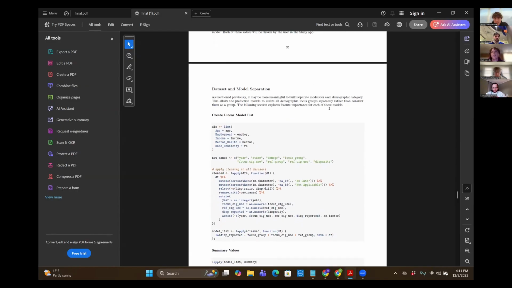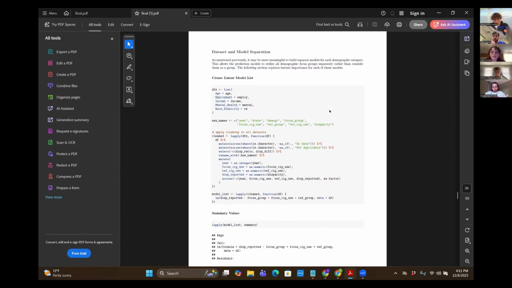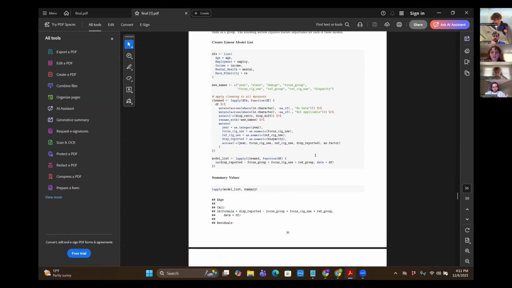As I mentioned before, it's important because focus group is split up into all the different demographic categories when we're analyzing them as I did before, but we want to use age, employment, income, race, and mental health all within this model because they're all, as you can see in the plots, very important when it comes to calculating disparity. So rather than create one model, I created five different ones for each of the demographics and then put them into a list, model list, down here.